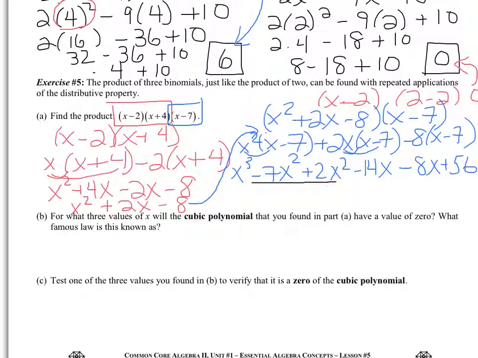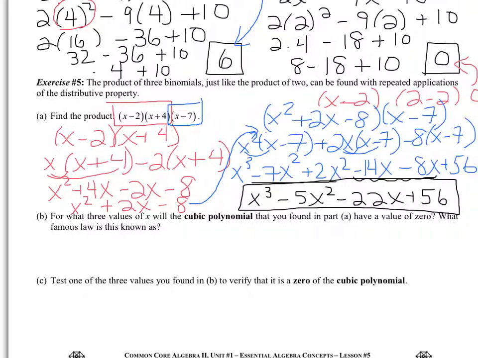So I've got some like terms here. I've got some like terms here that I'm going to combine. And I'm going to end up with x to the third minus 5x squared minus 22x plus 56 as my final answer to the multiplication of all 3. Okay? This is called a cubic polynomial because cube means to the third power, and you'll notice my answer was to the third power.